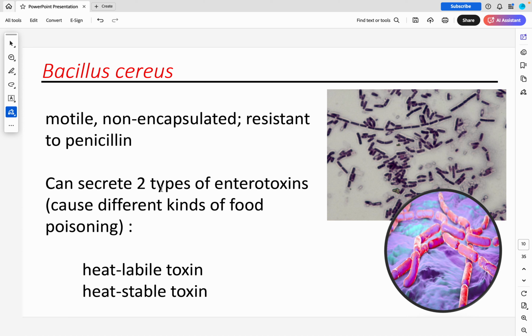Emetic meaning causes vomiting. So, B. cereus is a foodborne pathogen. It can gain entry to the host, to humans, via food.